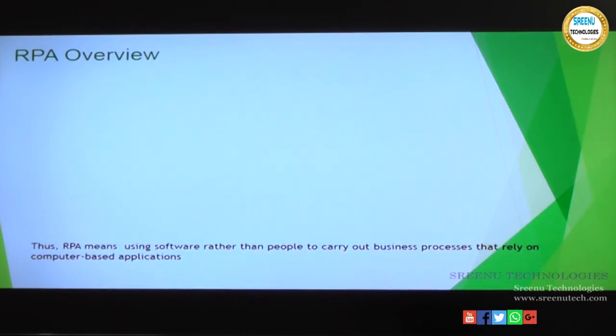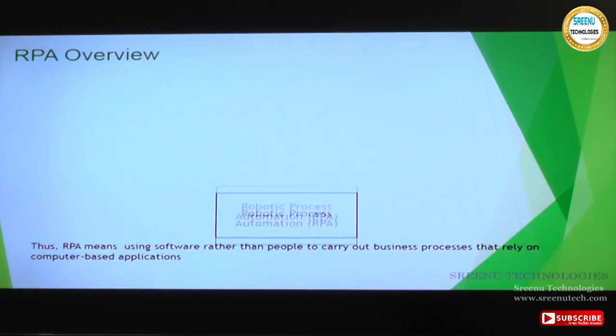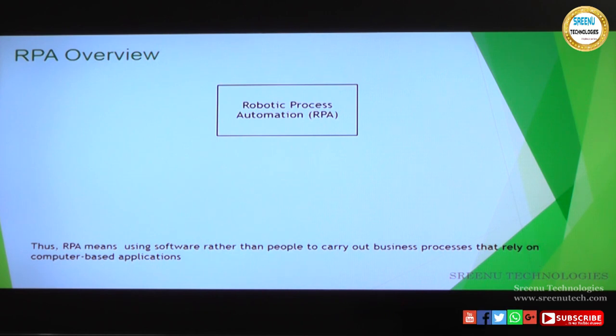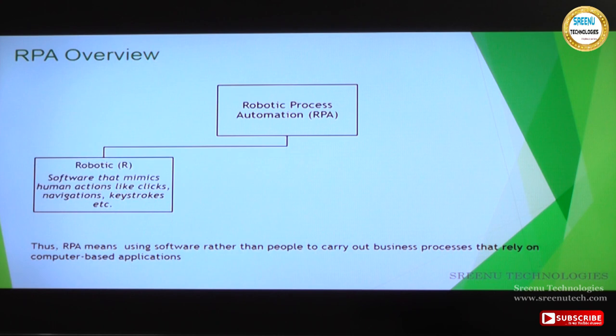So followed by the RPA overview. We hear this word, right? RPA means robotic process automation. We will see it word by word, and then we will combine all three and see what is happening with RPA. The first one, R, stands for robotic, right? Robotic is nothing but software which is installed on your machine, which will mimic human actions like clicks, navigations and keystrokes.